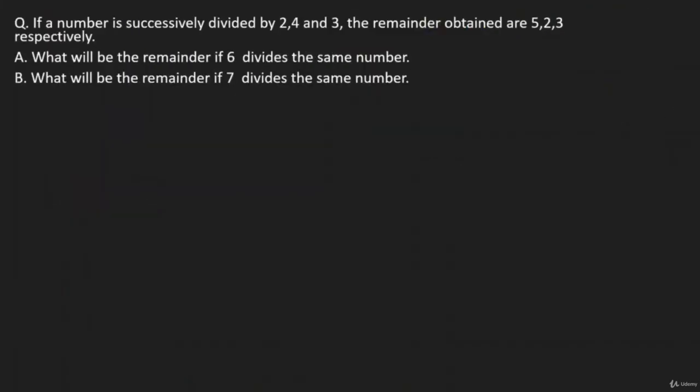Hi students, let's try to do this question. If a number is successively divided by 2, 4 and 3, the remainders obtained are 5, 2 and 3. What will be the remainder if 6 divides the same number? The second question is, what will be the remainder if 7 divides the same number? Alright, pause the video, give it a try, and then let's do it together.